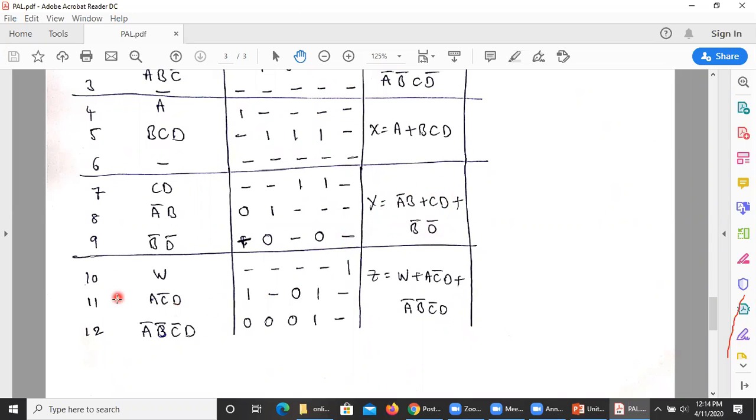Now AND gates 10, 11, 12 are used for getting Z. And what are the product terms we have in Z? First one is W, second one is A C bar D, and third one is A bar B bar C bar D.